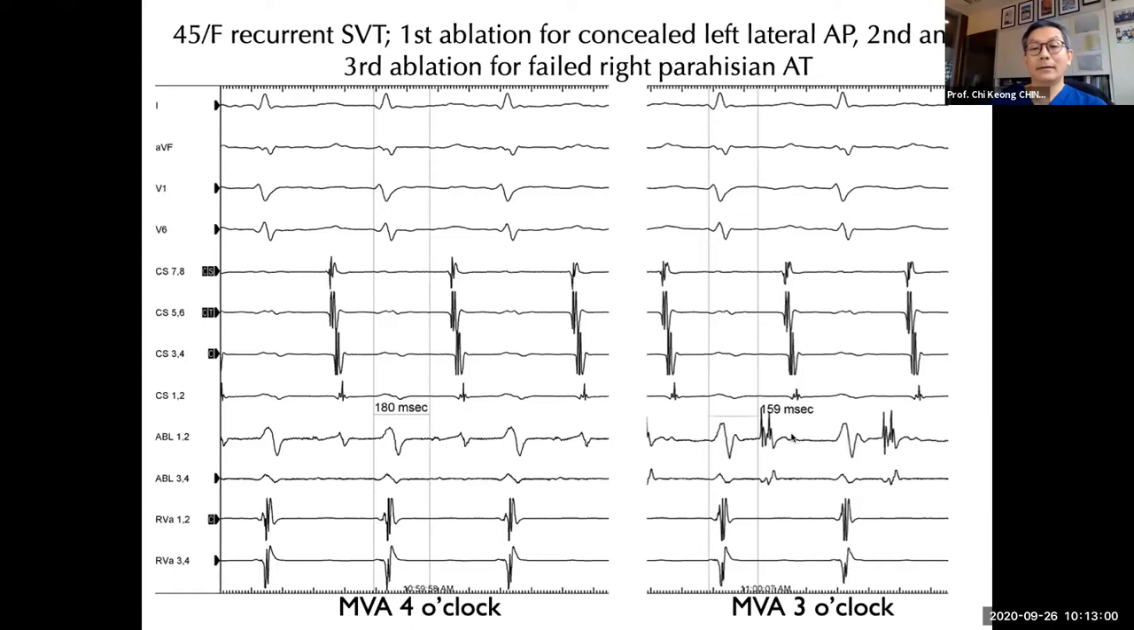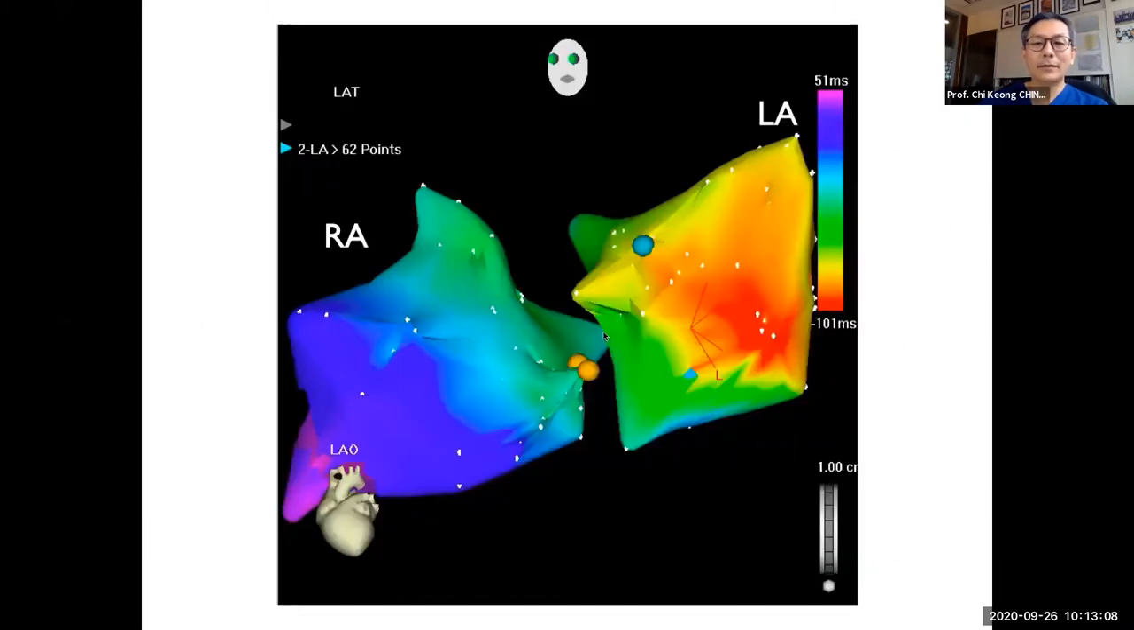So with this, of course, we then remap an activation map of the left atrium. And let me show you the picture. All right, a limited map. And it shows that the earliest VA timing is actually on the lateral annulus of the mitral valve. This is an AVRT involving a concealed left lateral accessory pathway. In short, the pathway that was ablated previously has recurred.